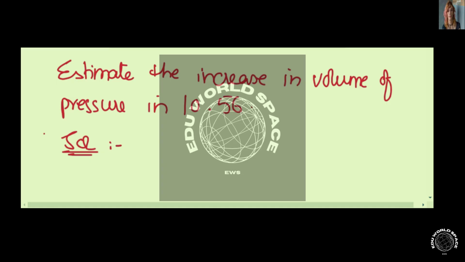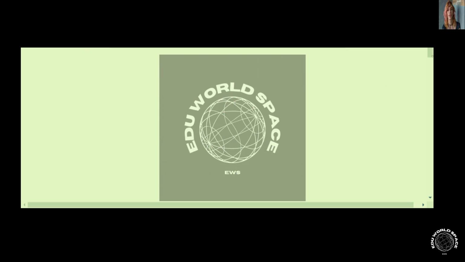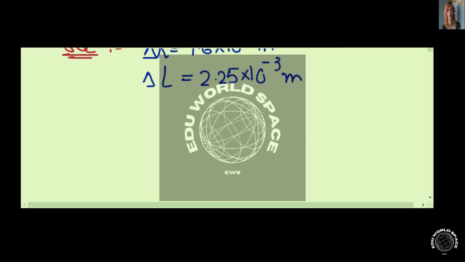So in problem 10.56, we found that the increase in the radius and the length were: change in r was 1.6 into 10 raised to power negative 3 meter, and the change in the length was 2.25 into 10 raised to power negative 3 meter, right? So imagine that the old cylinder being a smaller cylinder, right? Let me write it down.